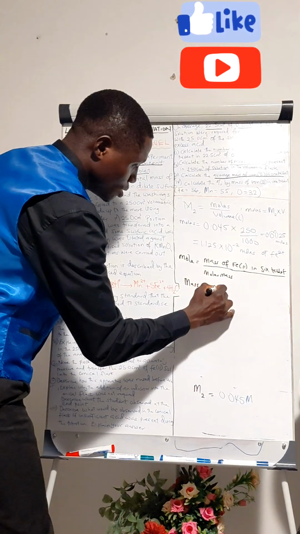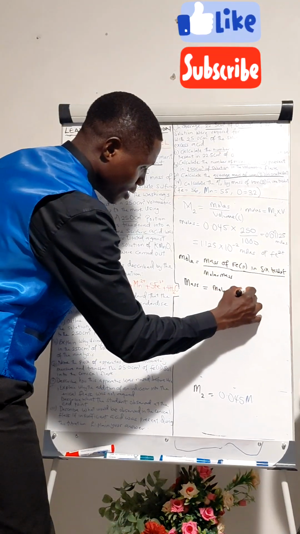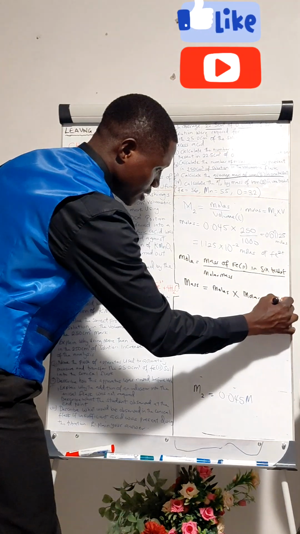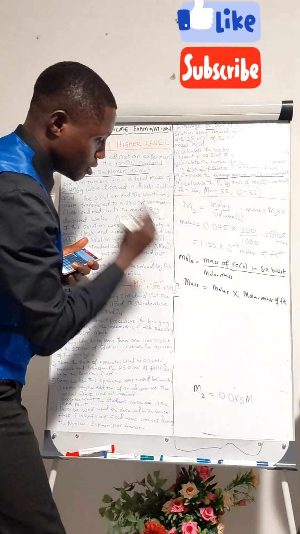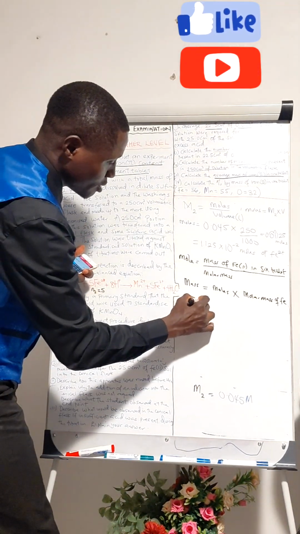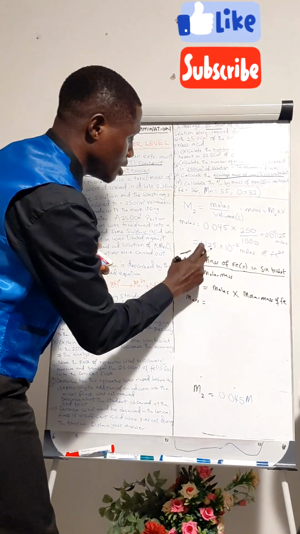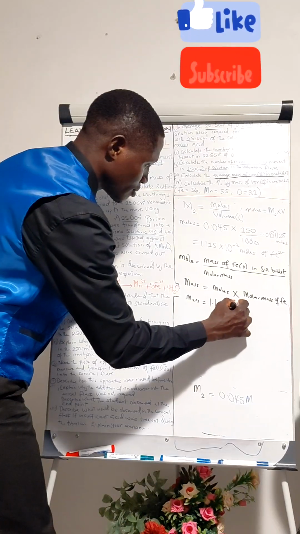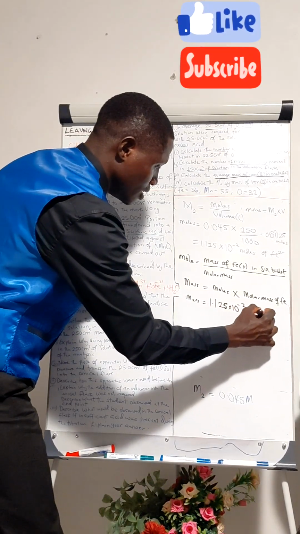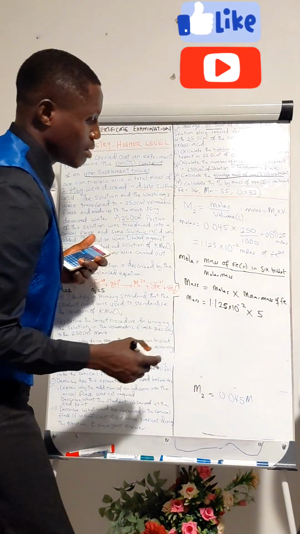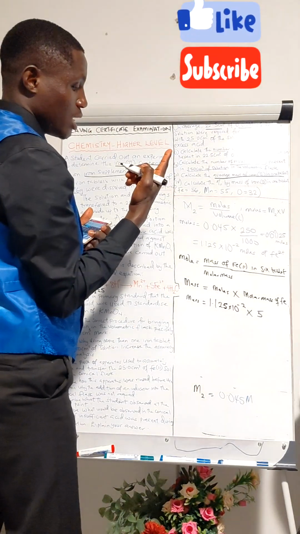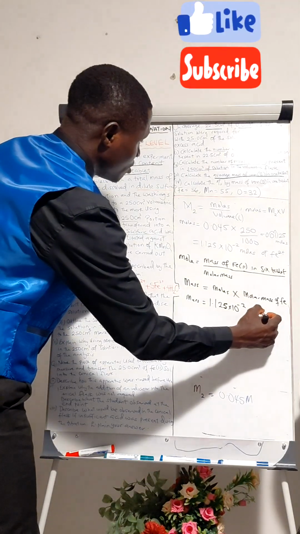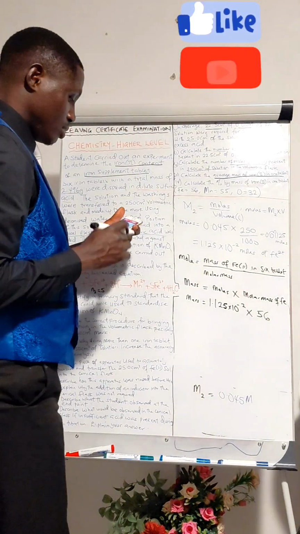It's going to be the moles that we get times the molar mass of iron. So what's the mass? What's the number of moles here? It is 1.125 times 10 raised to power minus 2 times the iron molar mass. Atomic mass, we don't call it molar mass because it is one element, so we call it atomic mass, but you can take it as molar mass if you want to. So 56, so this is going to be times 56.